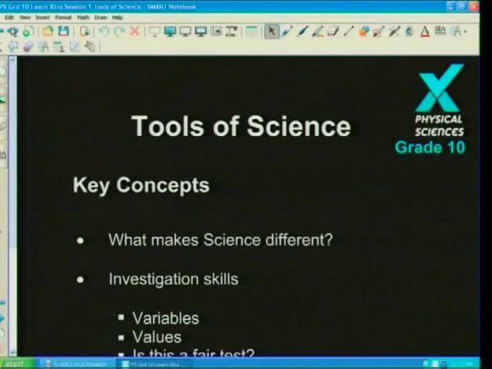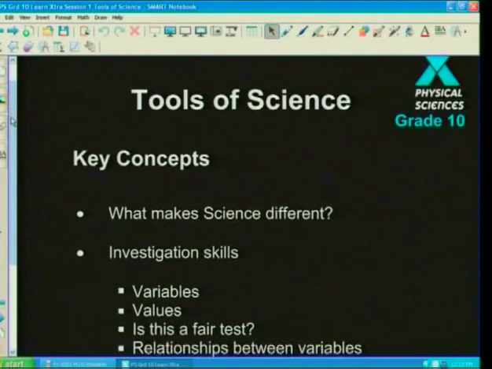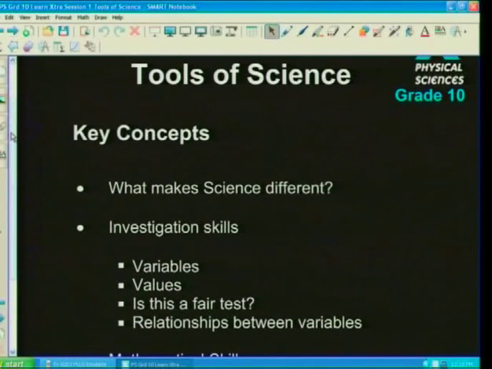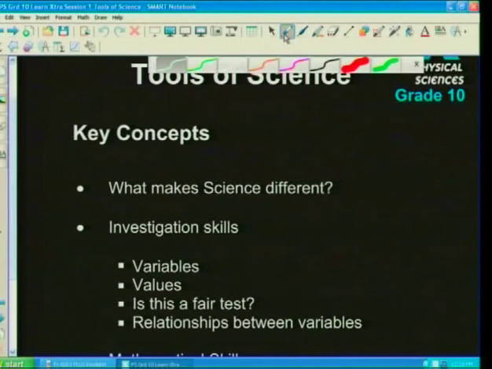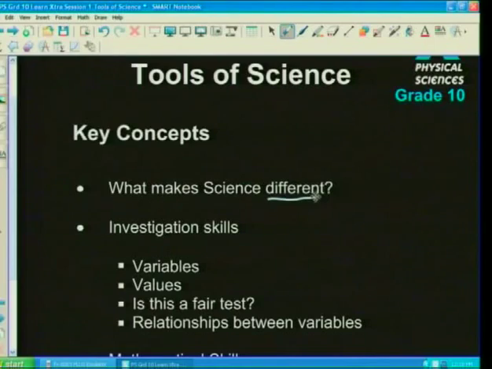Here we go. Things that I want you to be aware of and I want to discuss with you is, first of all, to ask the question, what makes science different? I know that you've got lots of other subjects that you will choose from, but what's different about science? Now, I know that some of you will be saying, well, it's experiments. Well, that's part of it. But let's have a look at that in just a little while.